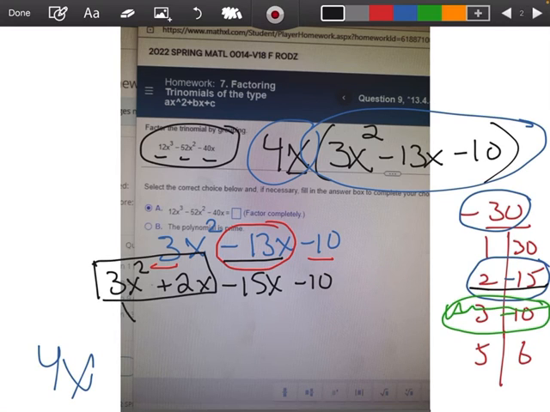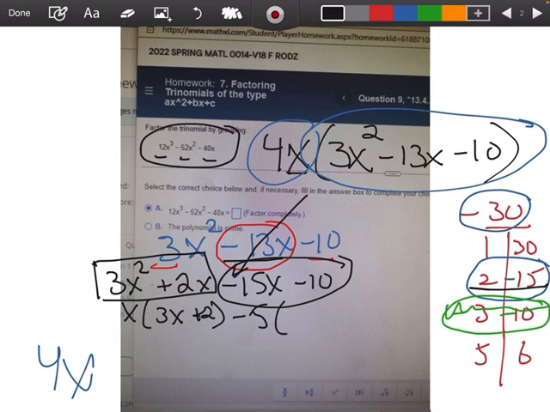So from here, I can factor out the letter x. I'm left with a 3x plus 2. Over here, I see the first thing is a negative, so I'm going to take out a negative 5. And I'm also left with a 3x plus 2. It doesn't really look like a 3, so let's fix that. 3x plus 2. Okay, look, they match up.